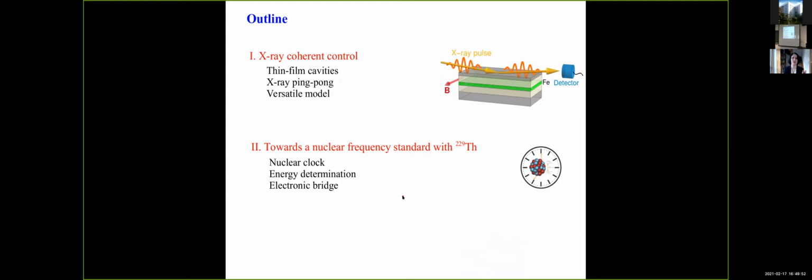Now, my talk will be structured in two directions. I'll first go towards the idea of X-ray quantum coherent control and use Mössbauer transitions, which are in the X-ray regime. You'll see a wavelength of about one angstrom. And I will introduce to you a platform that we use for that, the thin film cavities, also illustrated here, and I'll give you some examples from our research. And then I will move towards this nuclear frequency standard with thorium-229 and tell you a few words about our research and the status right now of the preparation for developing such a clock. Now, let us start with the first part.